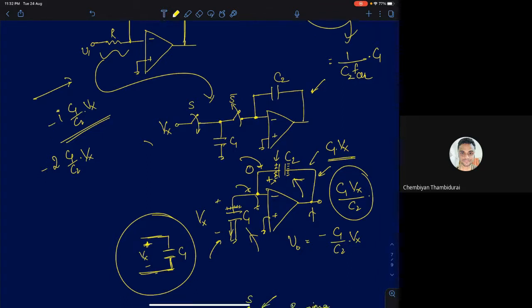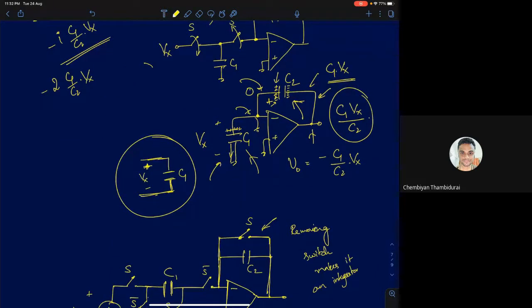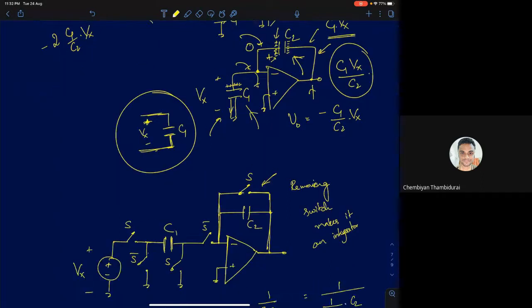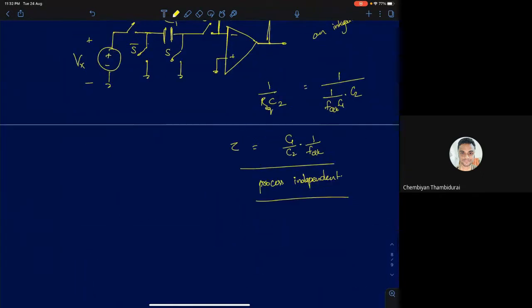Okay. So the integrator, if you see the integrating, I mean, this is a discrete time integrator. So you don't see the time constant. But what you see here, the integrating time constant, if I can calculate it and show that it is independent of process variations, it will be a ratio of two capacitors. That's why we get that advantage.